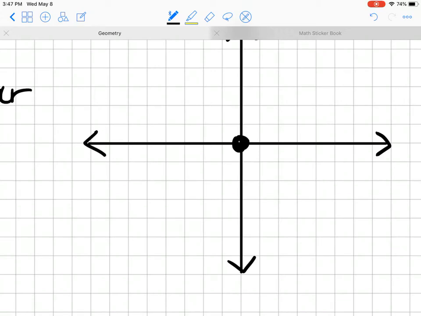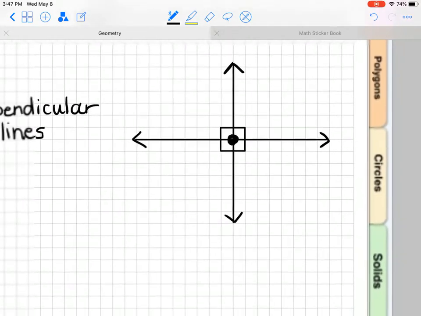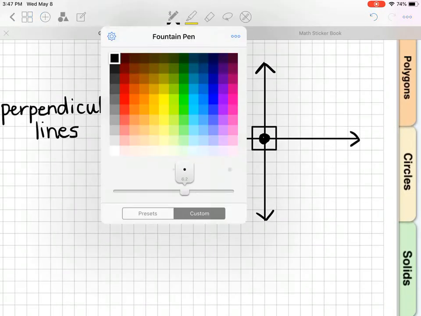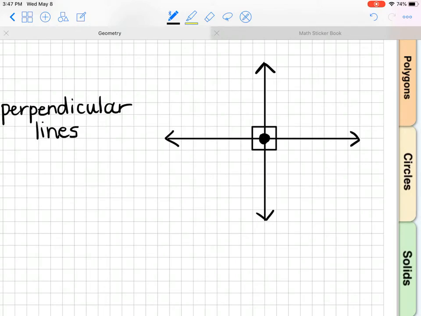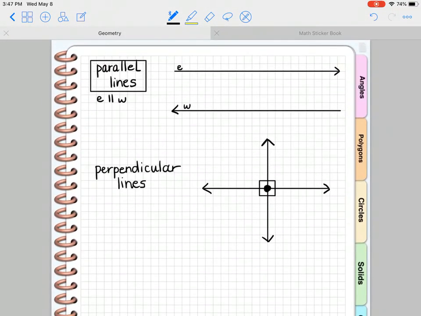So in all of this, I could draw the little boxes because I have 4 of those 90-degree angles. This is perpendicular. Parallel and perpendicular. And I'll give you the symbol for perpendicular too. Let's say that this is line A and this is line B. So we would say that A is perpendicular to B. Parallel and perpendicular.